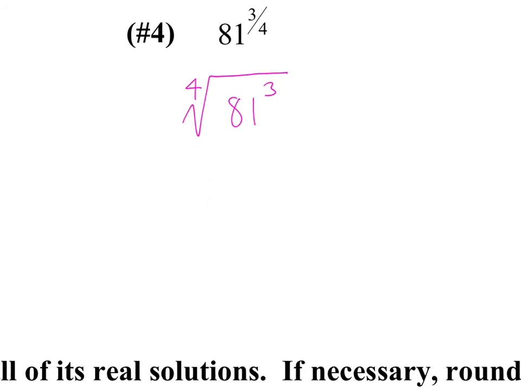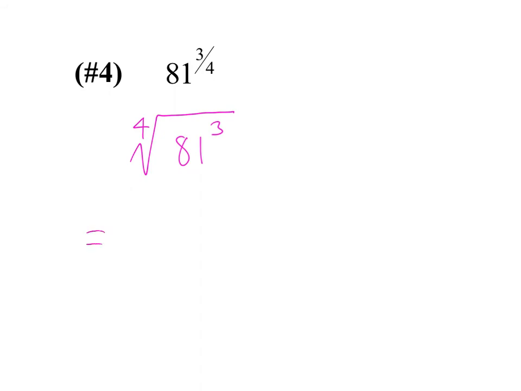But what I can do, I'm going to rewrite this. I'm going to show you how I'm going to rewrite this. I'm going to write in parentheses the 4th root of 81, and I'm going to move that 3 outside like this. Okay, that's a legit move. We can totally do that.